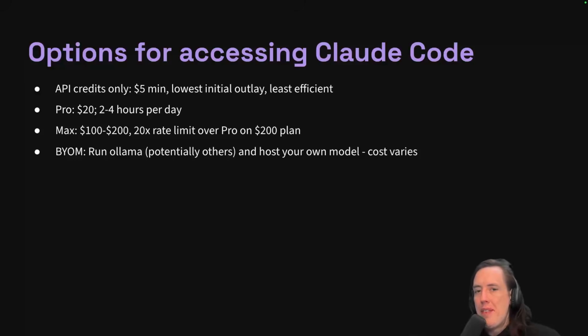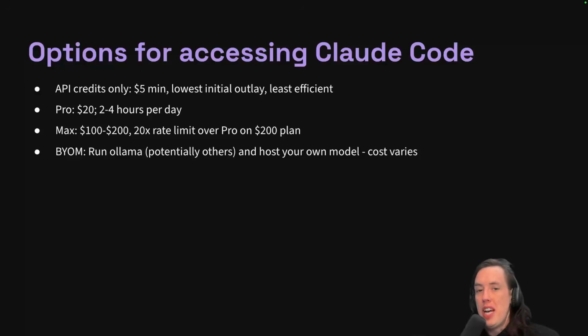So now that we've gone through capabilities, here's what will cost you as a single user. You can access Claude Code using just API credits. Minimum deposit is $5, which is going to be the absolute cheapest way you can test out the service. But be advised, this is also the least cost-efficient way on a per-token basis. If you really want to limit your initial outlay so you can determine whether it will work for you, technically, this will do the job.